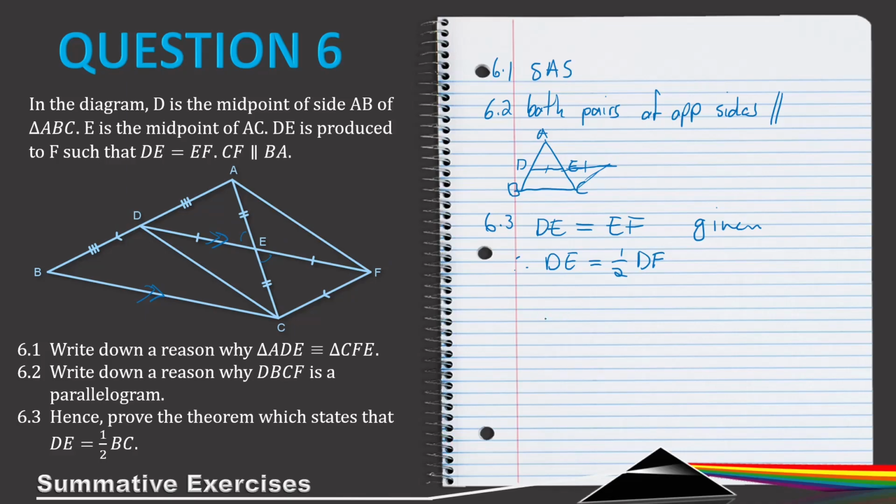But we also know that DF is equal to BC. And if DF is equal to BC and DE is half of DF, it means that DE will also be half of BC. Okay, so that was quite a lot, I think, just to wrap your head around. But what I would recommend is learning that proof off by heart, because I think they can ask it in an exam. Not a regular question, but it's possible.